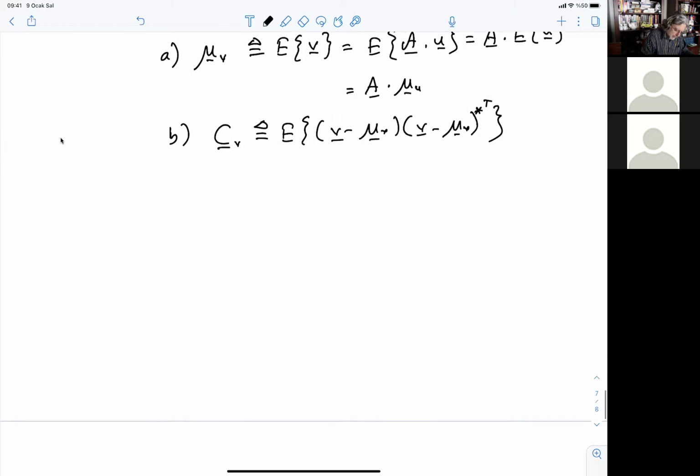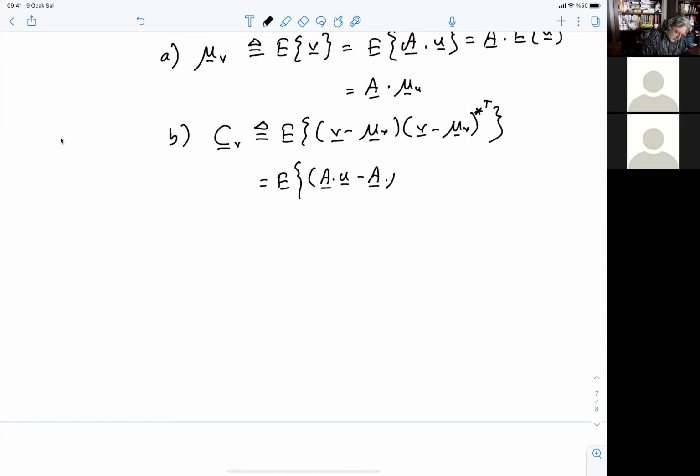All right. And that is equal to the expected value of V, which is A times U. Let me write it: A times U. Mu V is also A times mu U. So A times mu U. And the right-hand side is its conjugate transpose: A times U minus A times mu U, conjugate transpose.